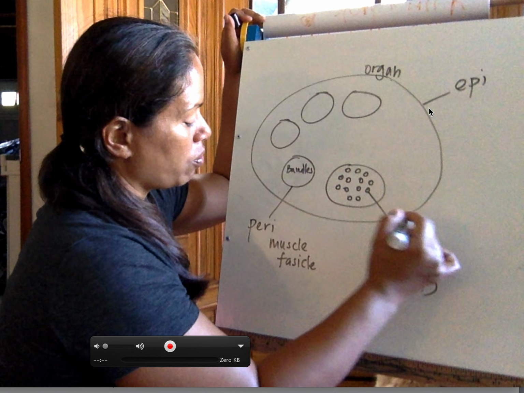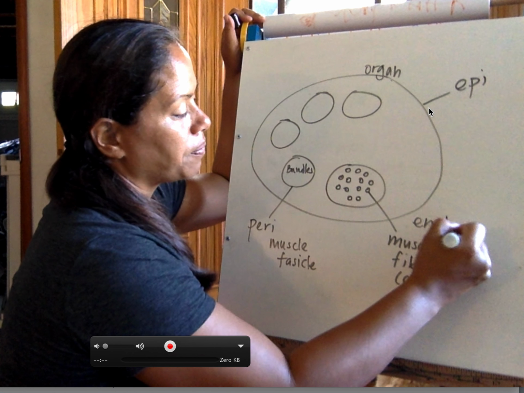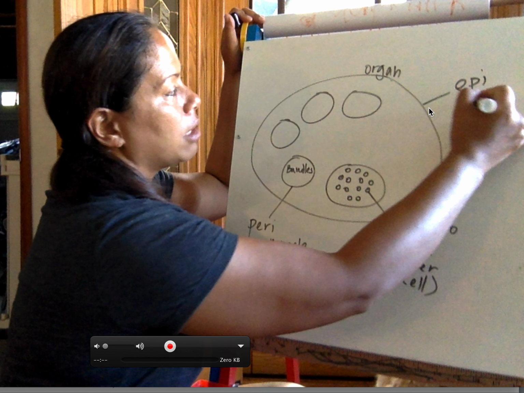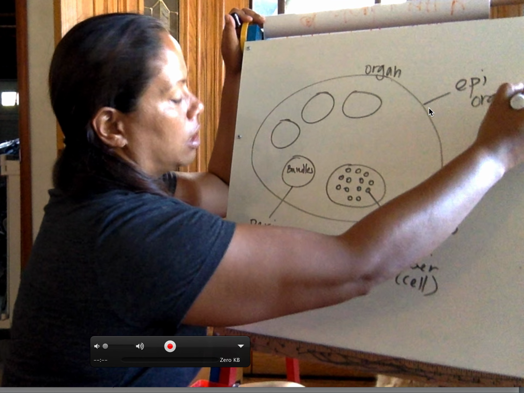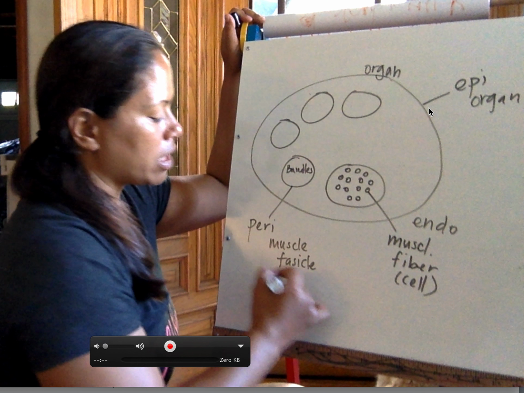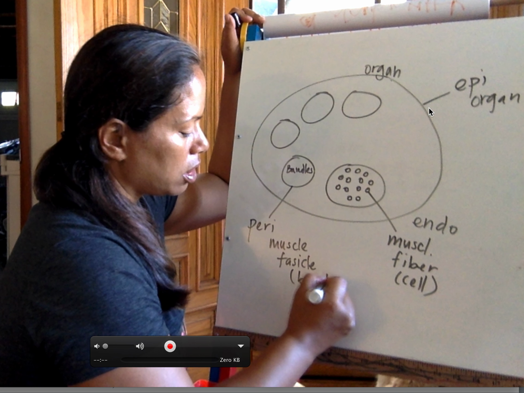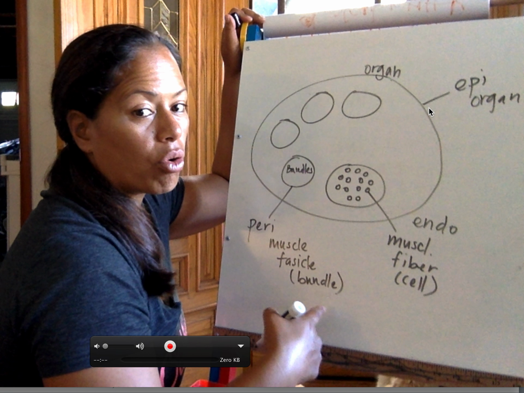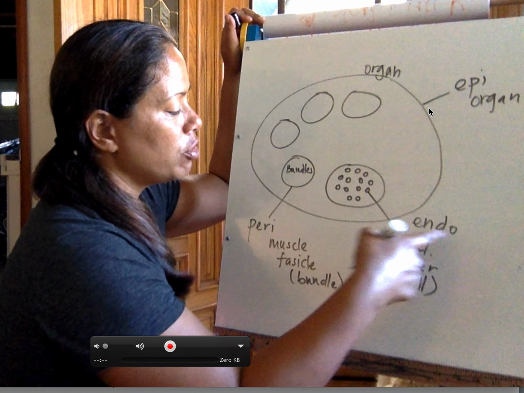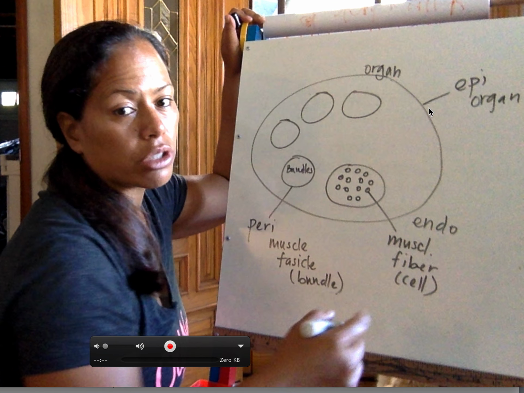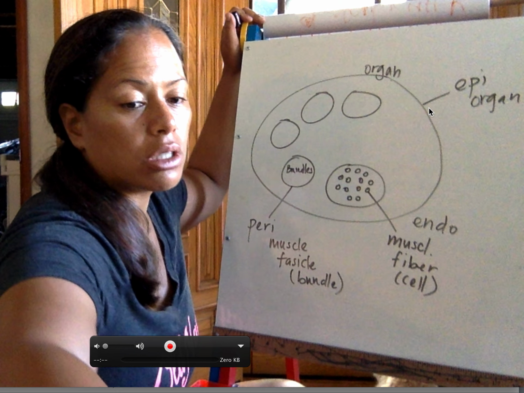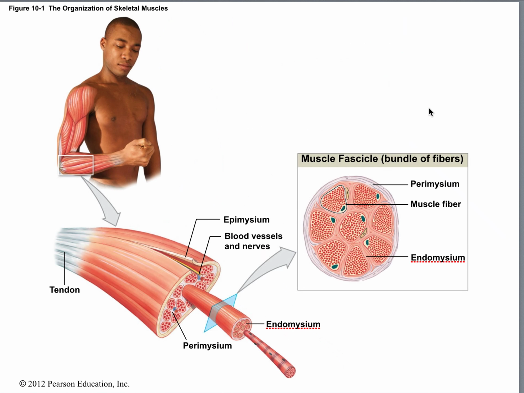It's the very, very smallest component for these structures. And it is wrapped by endomysium. So we have epimysium is the organ. Perimysium is the muscle fascicle or bundle, and I could use either or for definition. And then endomysium is basically the muscle fiber or cell, and it's the very innermost.